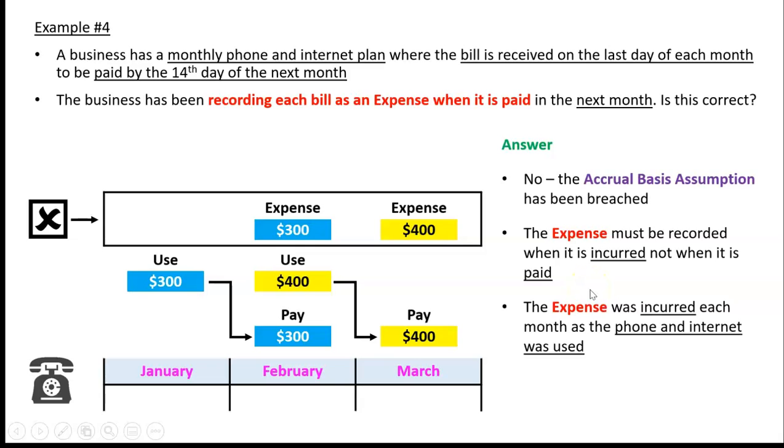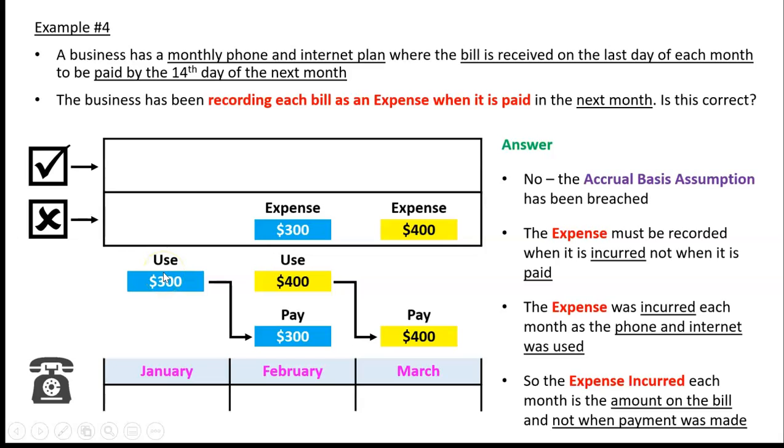What do we mean by this? Well, let's take some specific examples. The expense was incurred each month as the phone and internet was used. So if I use $300 of call and data here, that should be my expense for January. Even though I haven't paid it, it's not important here. What we're looking at is, was it incurred, used up, consumed? Yes. Then in this month, I used $400 of data and calls, so that should be my expense, even though I'm not going to pay it until March, and so on and so forth for the future. So the key word there is it's got to be recognized when the expense was incurred, used up, or consumed, and not when it was paid.